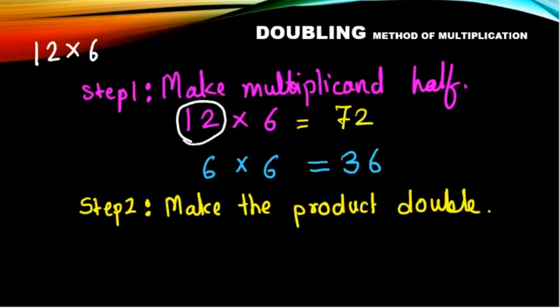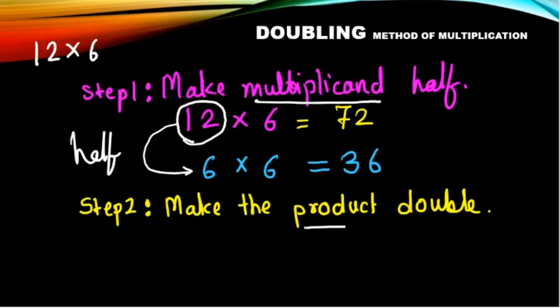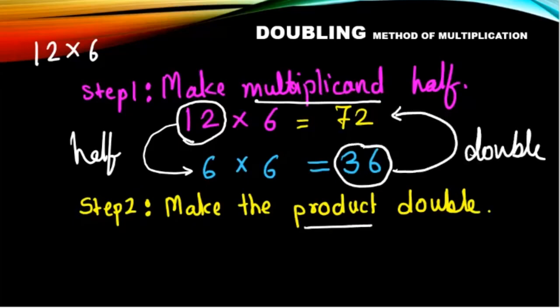Children, here let us revise the concept again. First step, we have to make multiplicand half, that is 12 becomes 6. Then the product, we have to make it double, that means 36 becomes 72. And 72 is the answer of the multiplication.